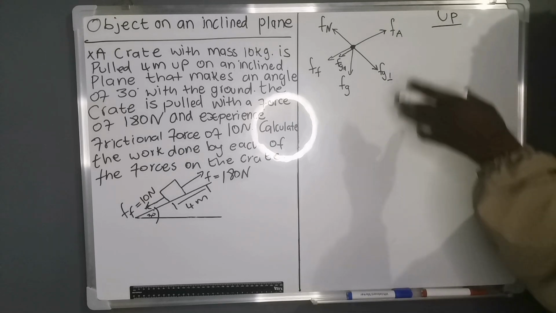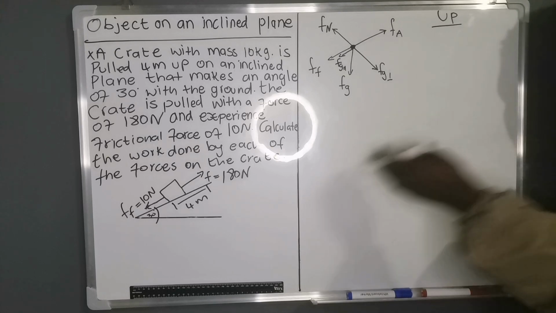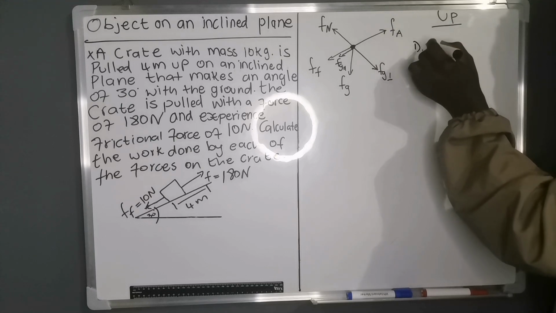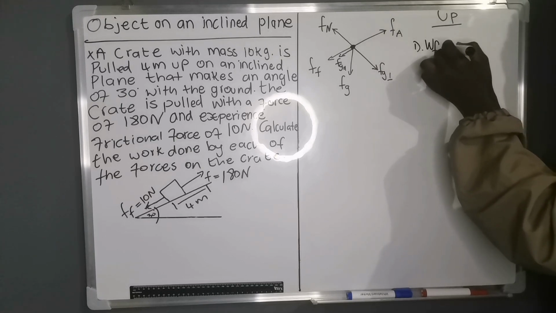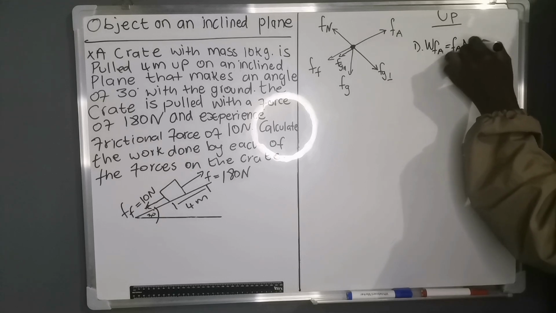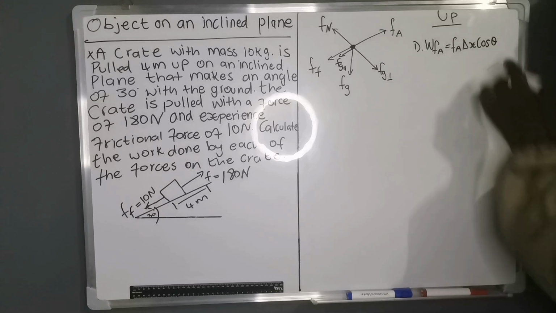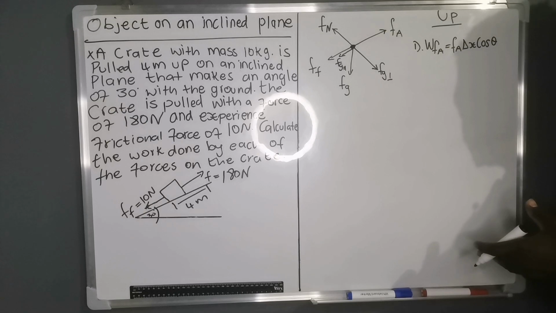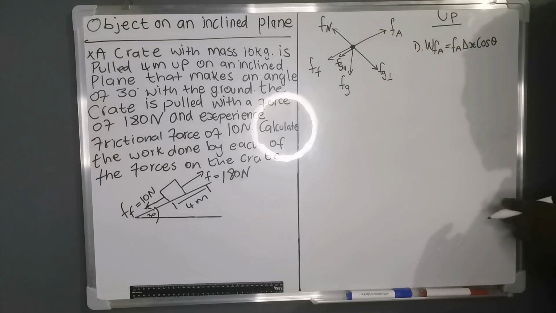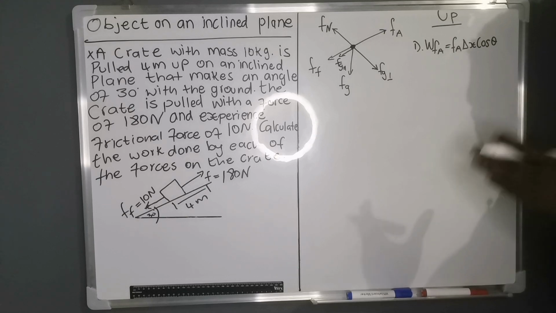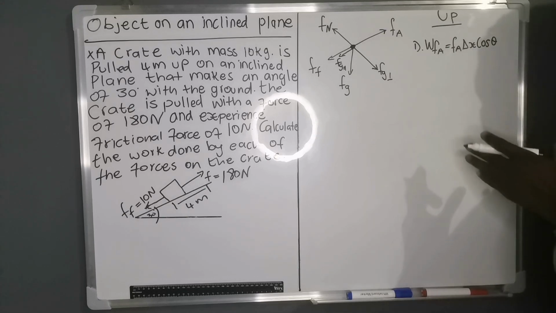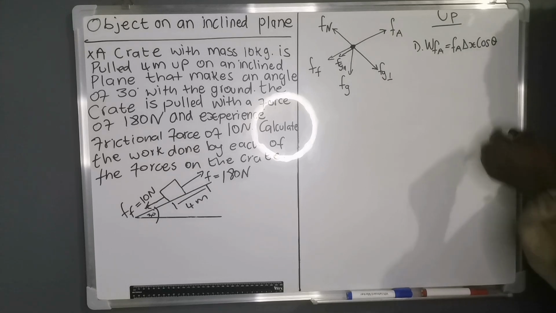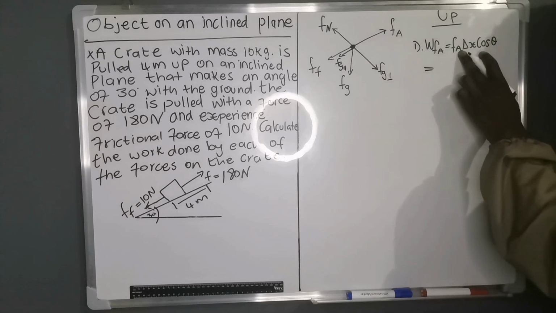So now we need to find the work done by all forces acting on this object. Let us start with the applied force, number one. Work done by the applied force is equal to the applied force times change in x times cos theta. Remember guys, they're not asking for the work done by the net force, they're asking for the work done by all forces acting on the object. There's a huge difference there. Remember that.